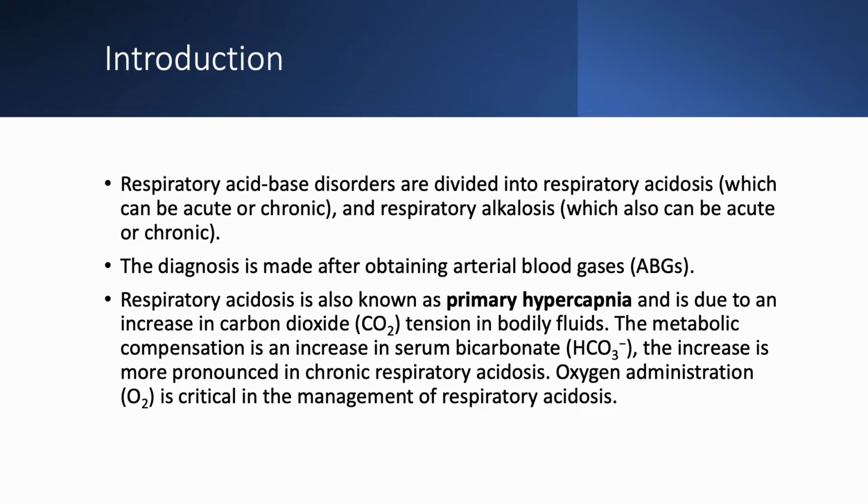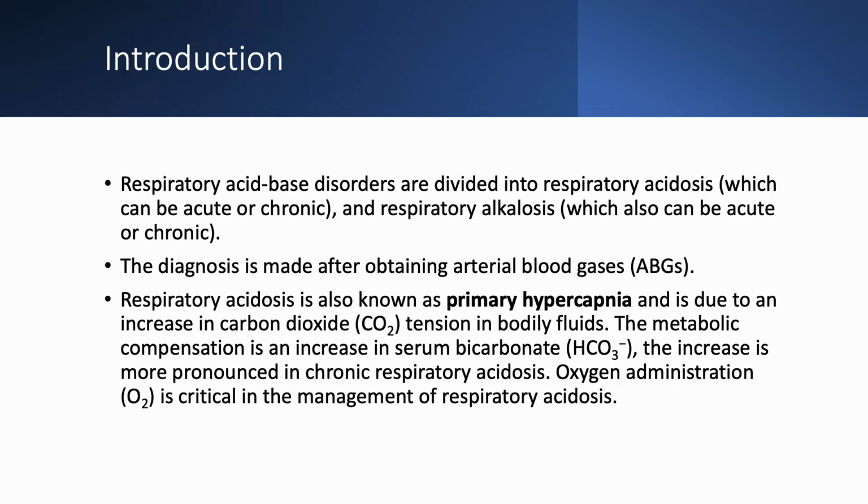Now, respiratory acid-base disorders can be either respiratory acidosis or respiratory alkalosis. Either one can be acute or chronic. We can only make a diagnosis of an acid-base disorder by obtaining arterial blood gases, whether it's metabolic acidosis or alkalosis, respiratory acidosis or alkalosis.